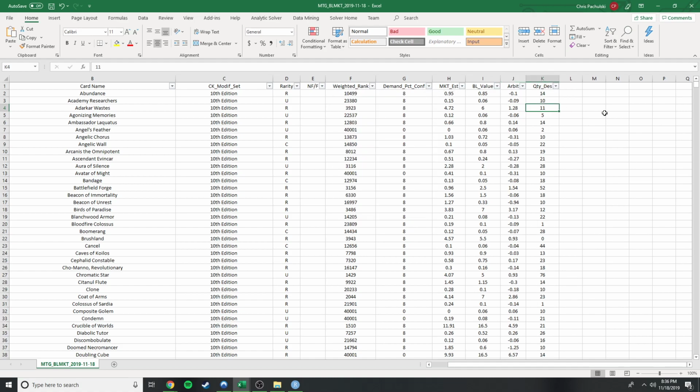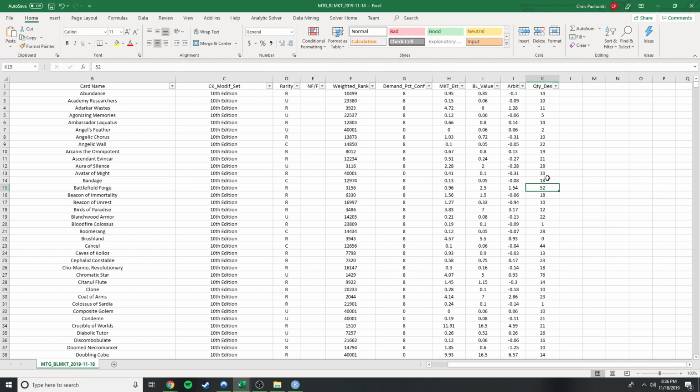Now, last but not least, and this is an important column, is the quantity desired. This is how many copies of the card Card Kingdom is willing to accept. So if you buy a brick, say you buy 75 copies of a card, but Card Kingdom is only willing to take 52, well, you're out of luck. I mean, obviously there are ways around that. I'm not going to express that here, but it's best to avoid those situations when possible.